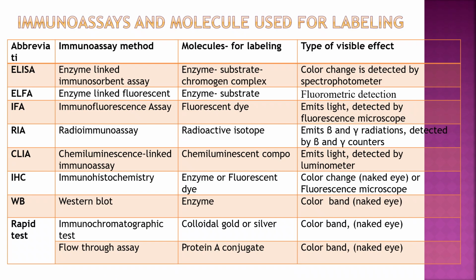This chart is a summary of the newer techniques. In ELISA, the color change is detected by a spectrophotometer. Enzyme linked fluorescence assay: fluorometry detection. Immunofluorescence assay: emits light, detected by fluorescence microscope. Radioimmunoassay: emits beta and gamma radiation, detected by counter. Chemiluminescence linked immunoassay: emits light, detected by luminometer. Immunohistochemistry: color change, seen by naked eye or fluorescence microscope. Western blot: color band. Immunochromatography, that is lateral flow and flow through: color band measured by naked eye.